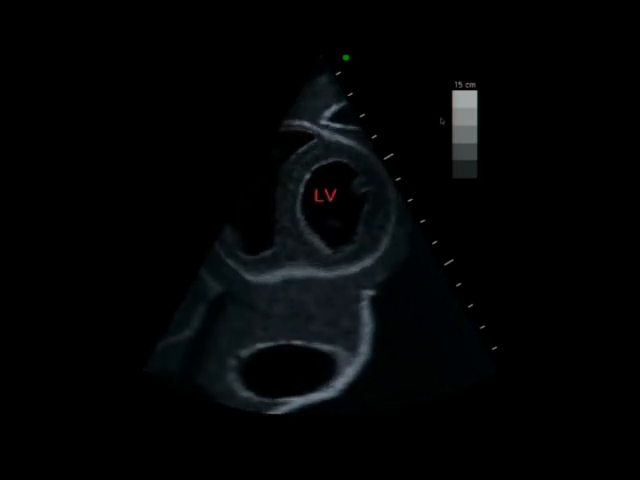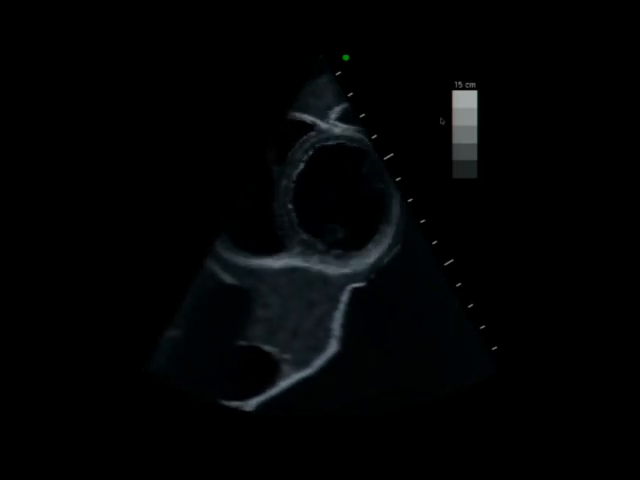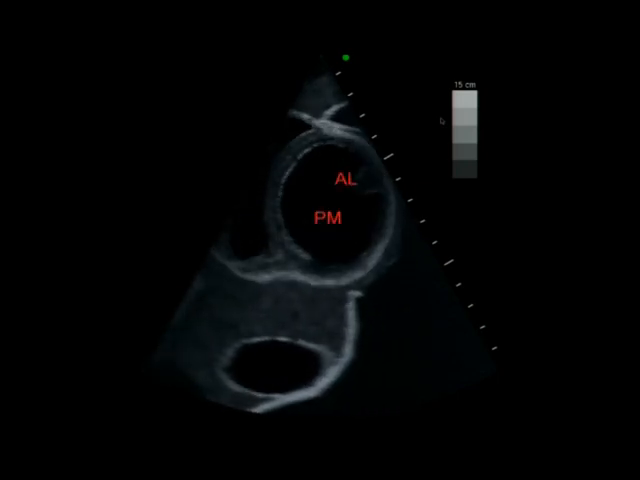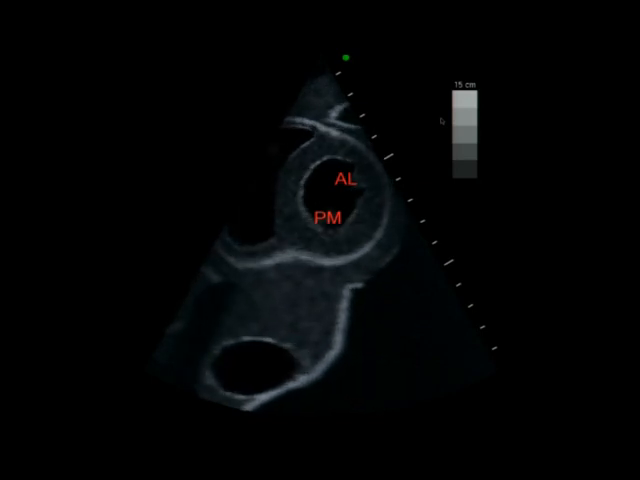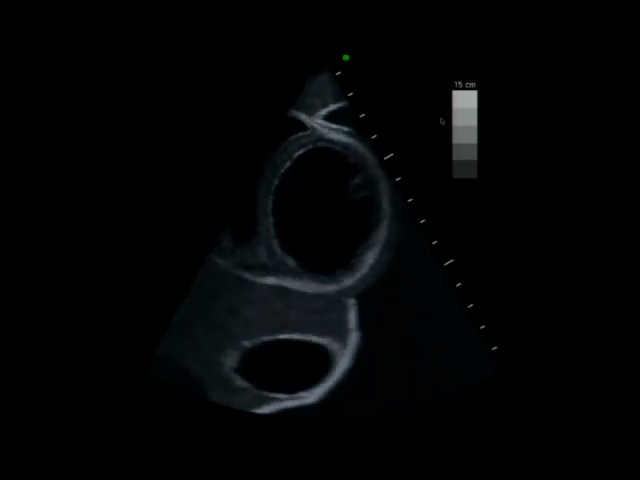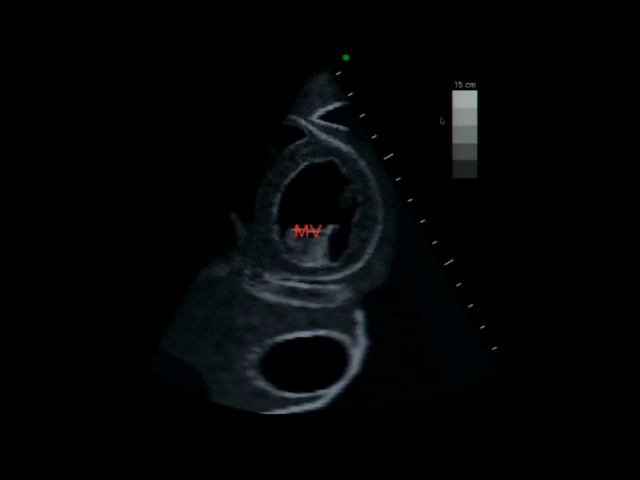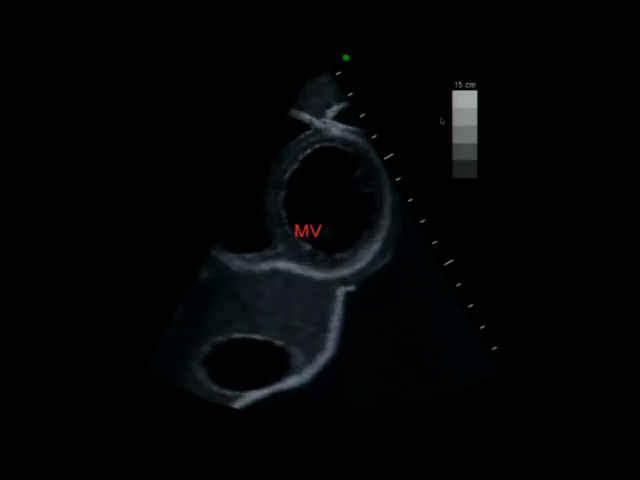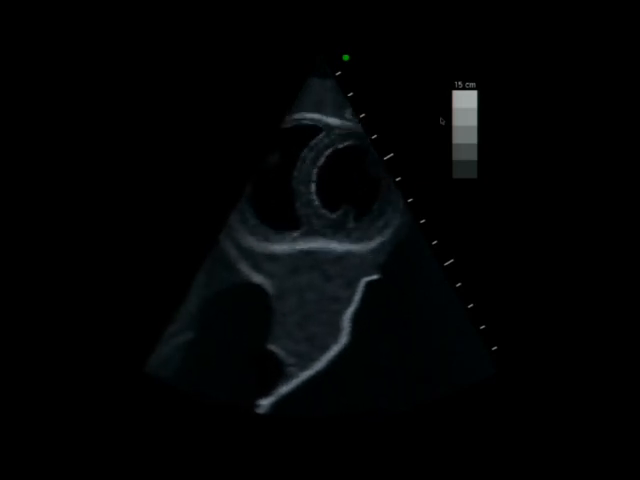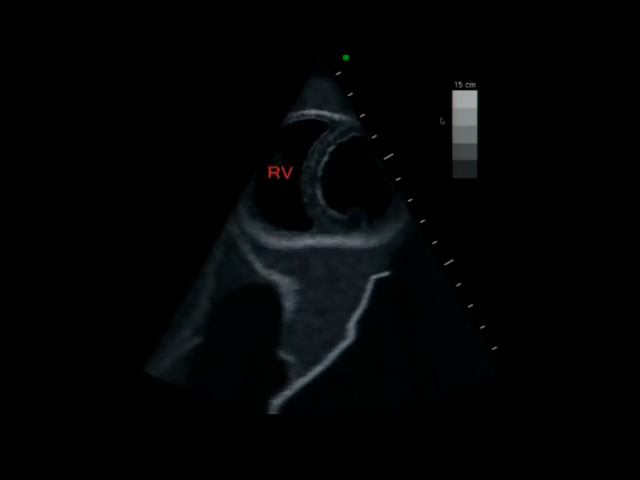Now, in the parasternal short axis view, you should see a round structure. That's the left ventricle. You should see papillary muscles on the sides of this round structure, the anterolateral and the posteromedial papillary muscle. You should not see the mitral valve opening and closing itself, but rather just the papillary muscles as they're about to join the wall. This is the mid-papillary view of the left ventricle. Next to the left ventricle, you see the right ventricle.